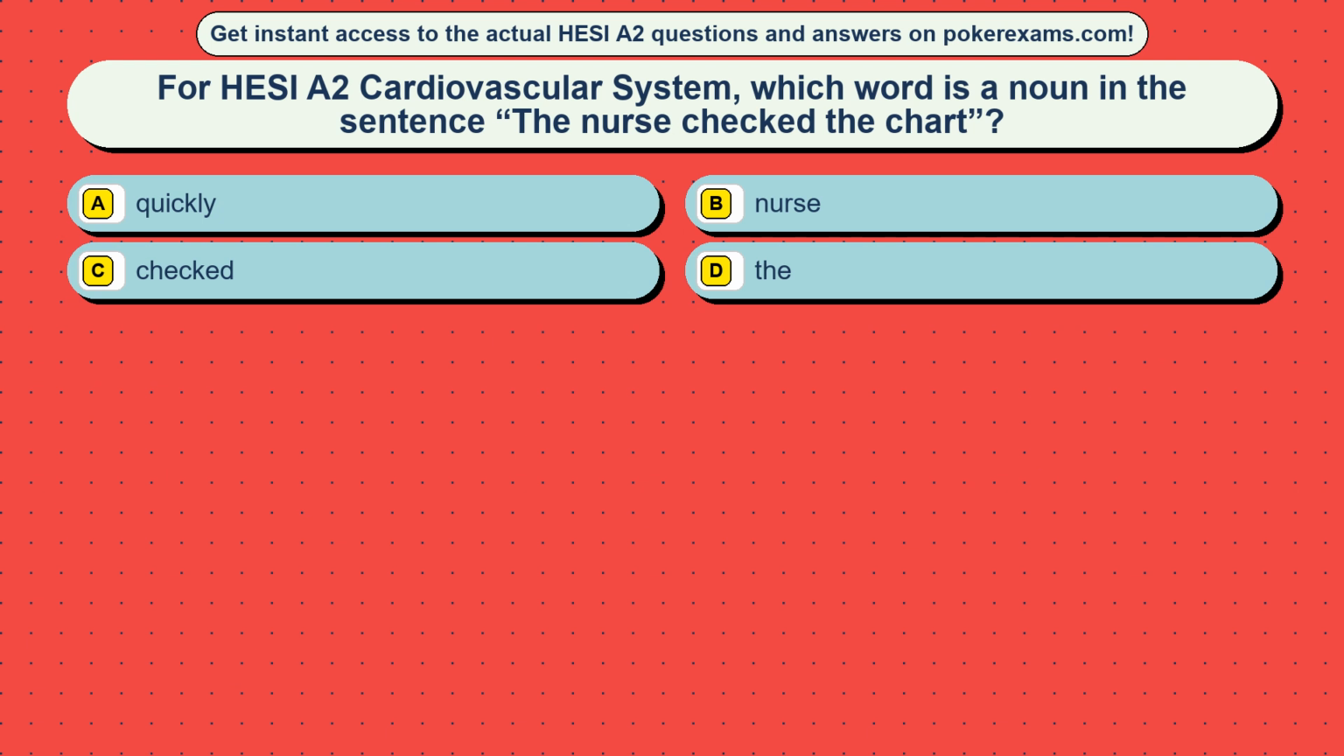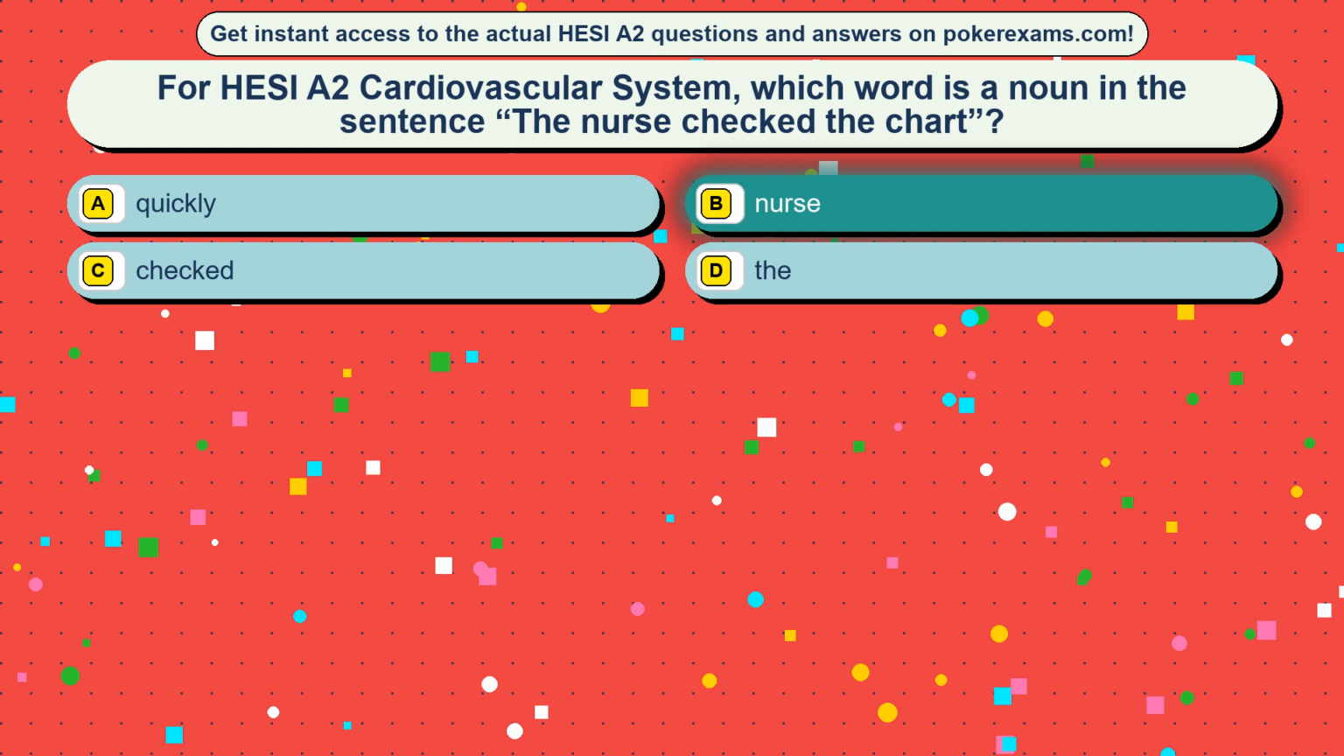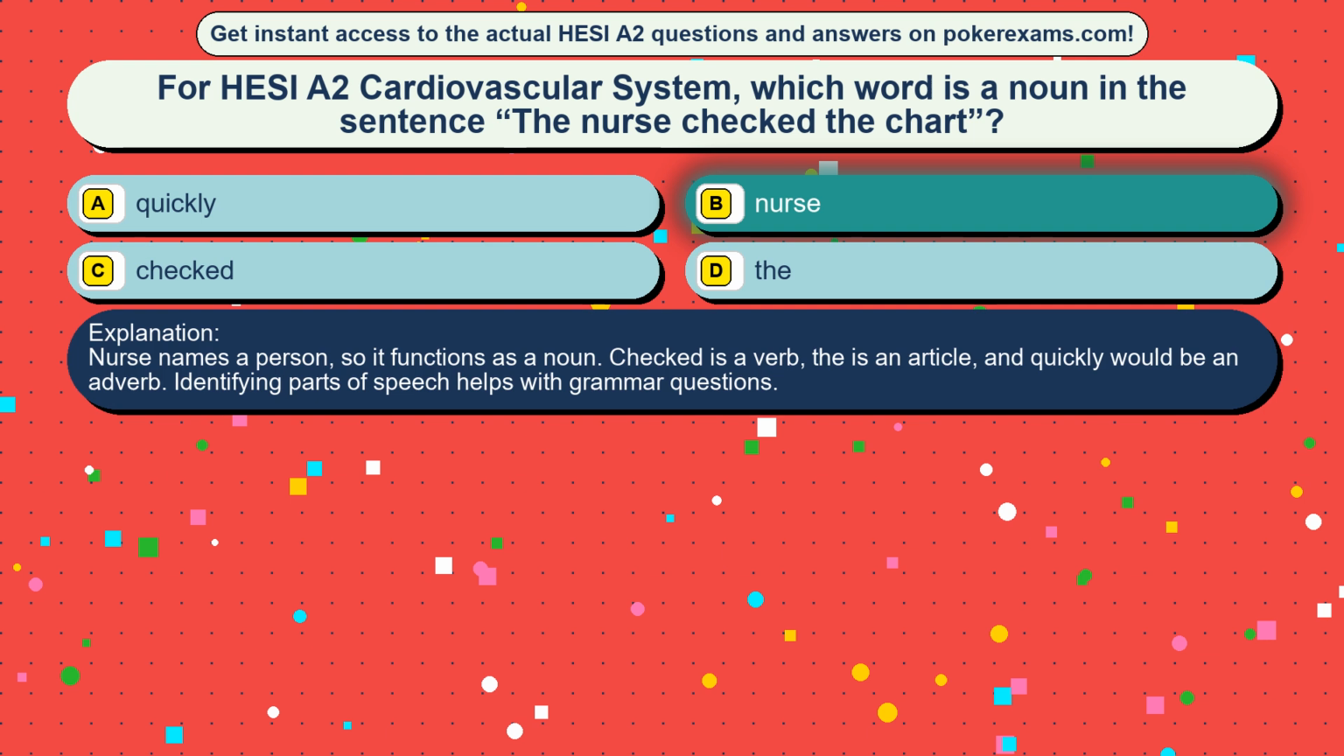Question 32. For HESI A2 cardiovascular system, which word is a noun in the sentence "The nurse checked the chart"? Option A quickly, option B nurse, option C checked, option D the. The correct answer is option B, nurse. Nurse names a person, so it functions as a noun. Checked is a verb, the is an article, and quickly would be an adverb. Identifying parts of speech helps with grammar questions.